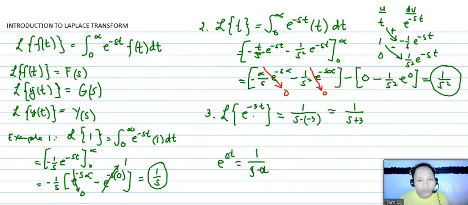So when we solve the Laplace transform using this function, we will make use of our table, so we can find directly our answer for its Laplace transform.